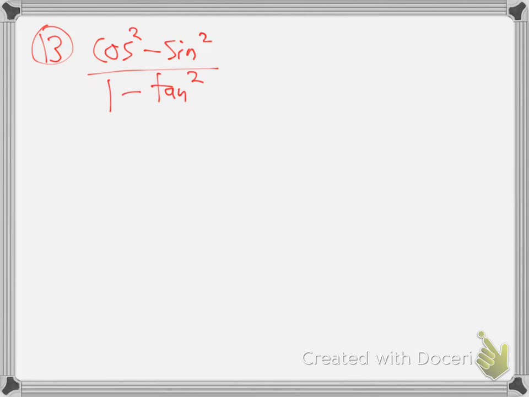I don't know. I really don't. I can't think of it off the top of my head. There's a lot of things we could do. We could break into sines and cosines, maybe. I don't think so. We could do something with that numerator. Cosine squared is 1 minus sine squared, so that'd be 1 minus 2 sine squared.